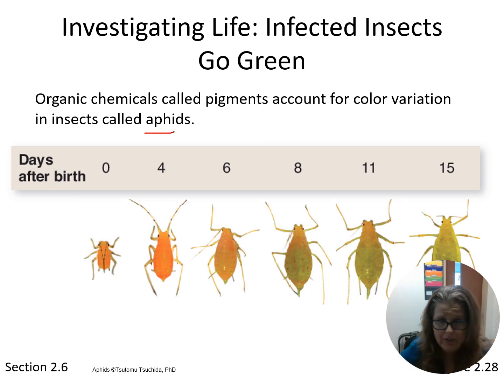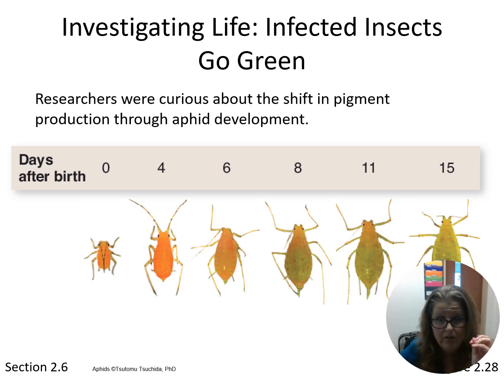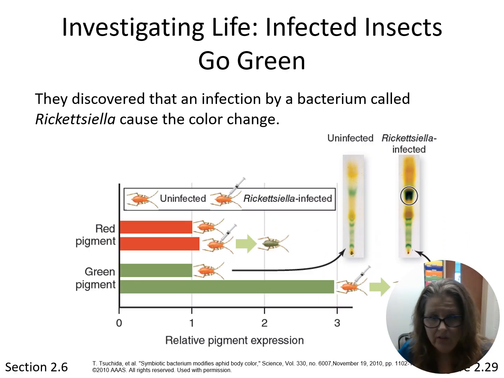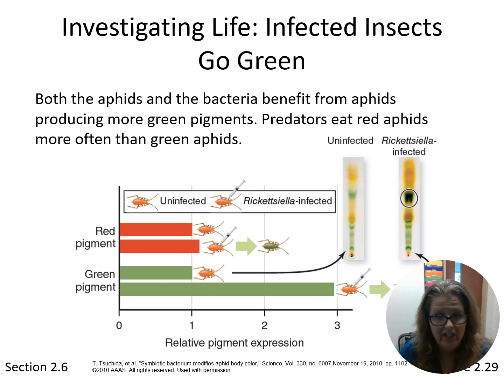Aphids. Hopefully you really don't know much about aphids because they are a pain if you have a garden. There are certain organic chemicals that account for color variation in these aphids, and you can see the days after birth how the color changes from 0 to 15 days after birth. Of course, somebody looked at this and said, what causes this? Let's take a deeper look into it. So they discovered that there's actually a bacterium, Rickettsia, I think I said that right, that causes this color change. Depending on if they're infected or uninfected will help to determine their color change.